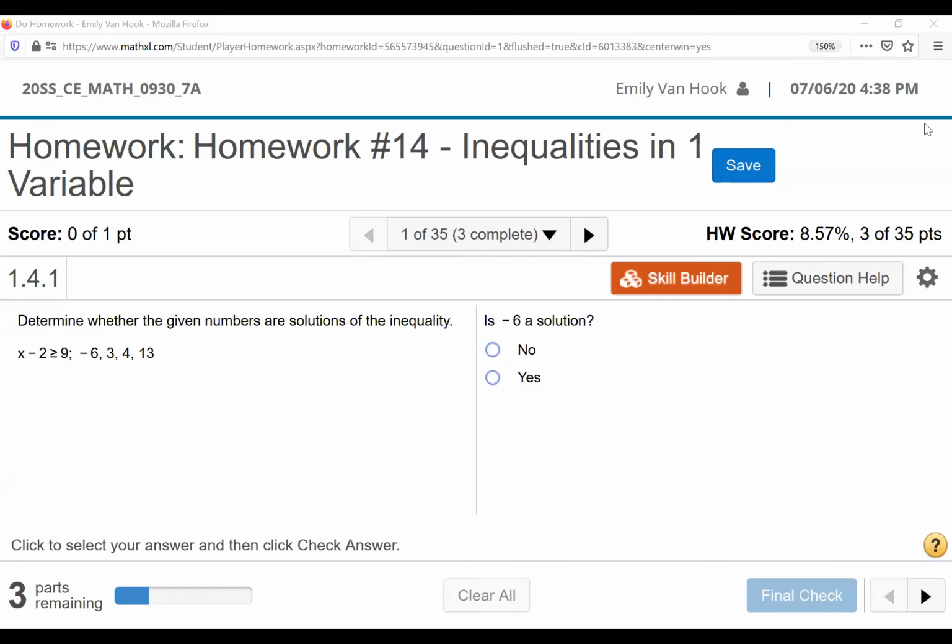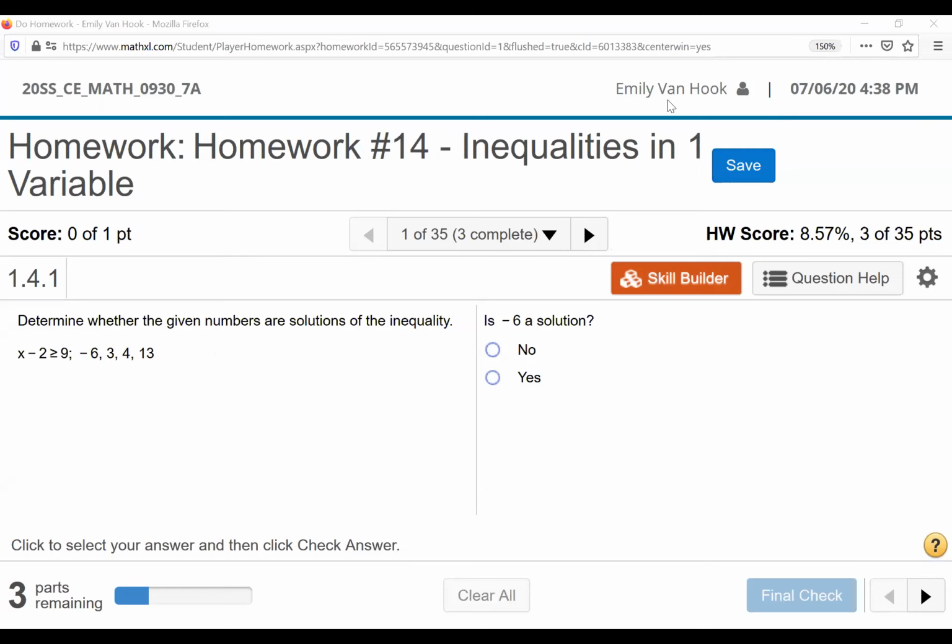Okay, so here we are in homework 14 on inequalities. This is question 1, and it's a bit different from what we were just doing. It's sort of a yes or no question, and it's a series of yes or no questions. So it says, determine whether the given numbers are solutions of the inequality. So the inequality is x minus 2 is greater than or equal to 9. And then it gives a list of numbers, -6, 3, 4, 13. And over here, we're being asked about the first one, is -6 a solution?